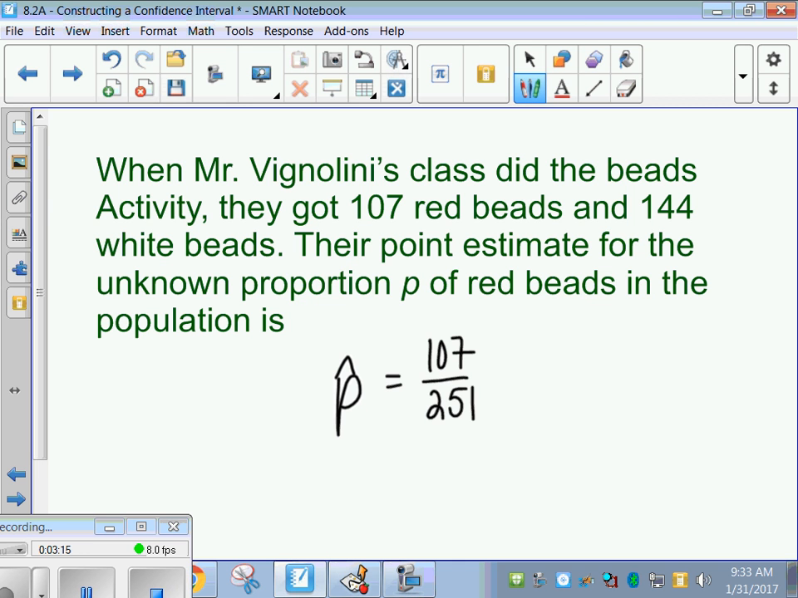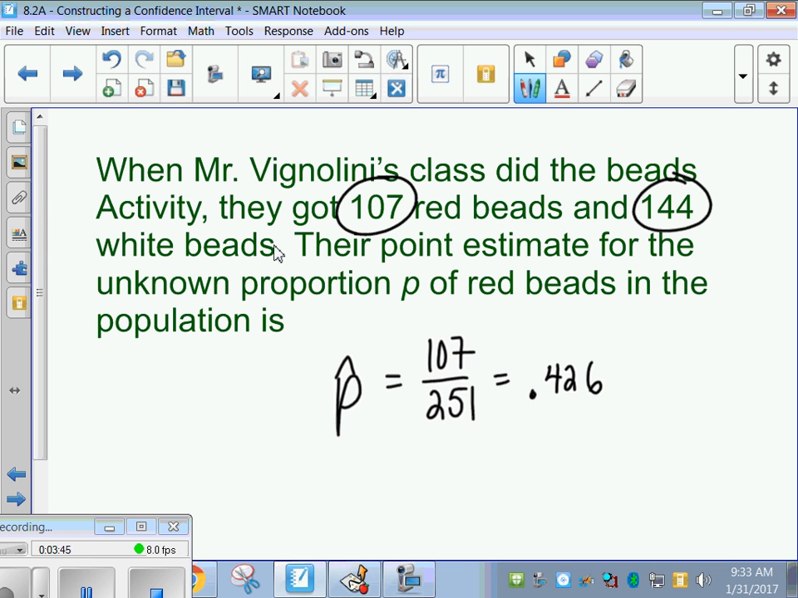Your total, right? 107 over the total. So we have to add this many red and this many white. That's how we get our denominator. So what decimal is that? 0.4. Thanks to someone who has their book open, that's helping me out. We did this in the wrong order.